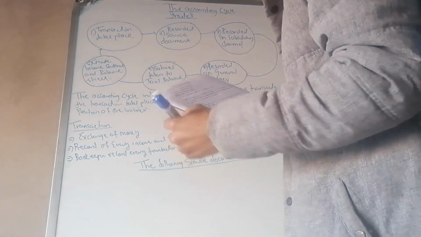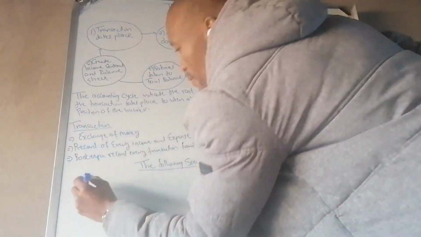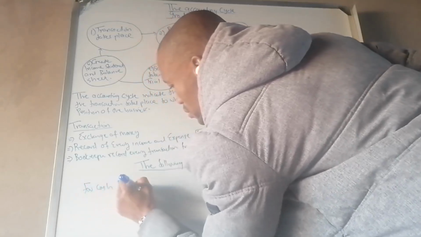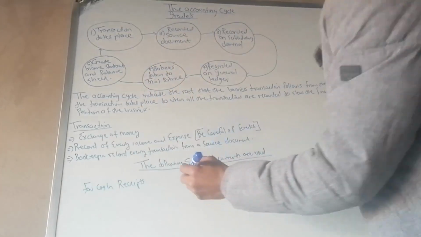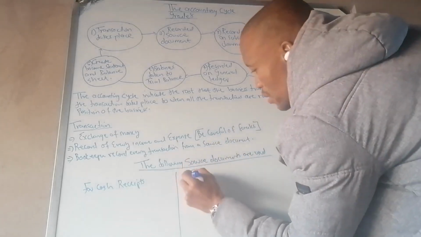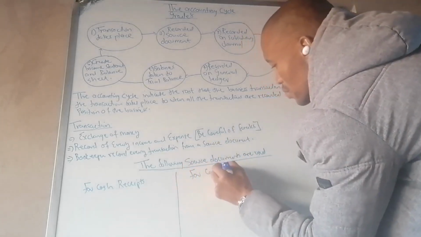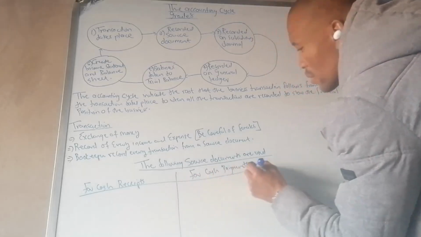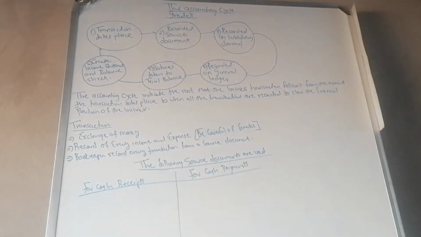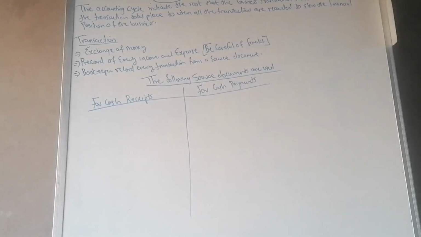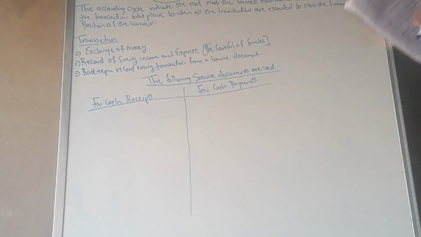So for cash receipts: receipt, copy of receipt. And then for cash payment. Okay? Right. Copy of receipt. Right. For cash receipts, copy of receipt.